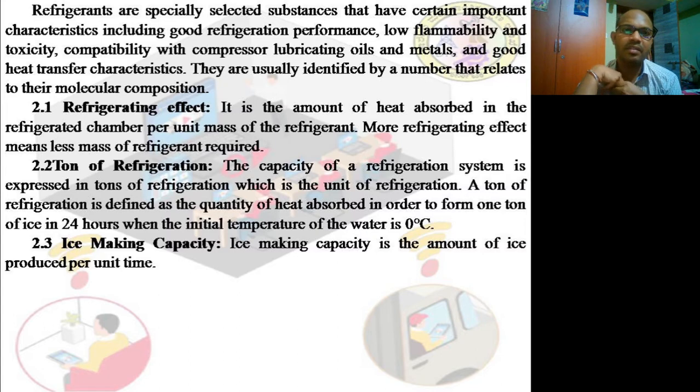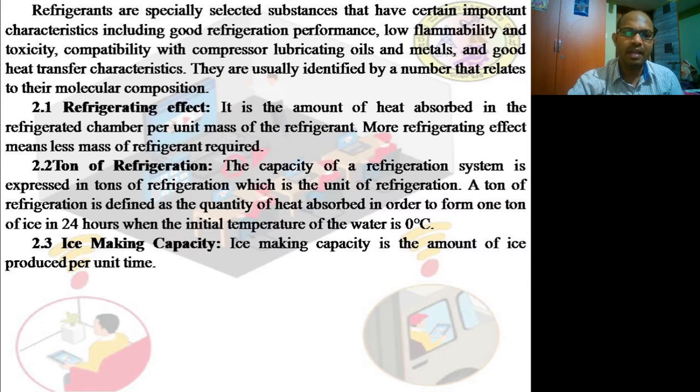That is the reason why, when you go and purchase a refrigeration or air conditioning system, it is always by 1 ton, 1.25 ton, 1.5 tons, 2 tons. That is how they will define it. A ton of refrigeration is defined as the quantity of heat absorbed in order to form 1 ton of ice in 24 hours when the initial temperature of water is at 0 degree centigrade. That is nothing but a ton of refrigeration.